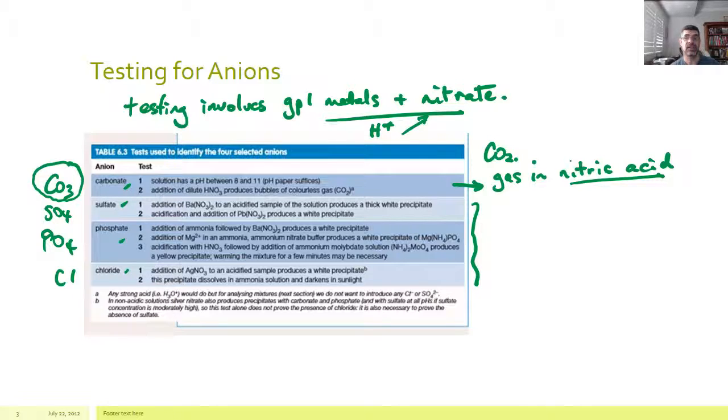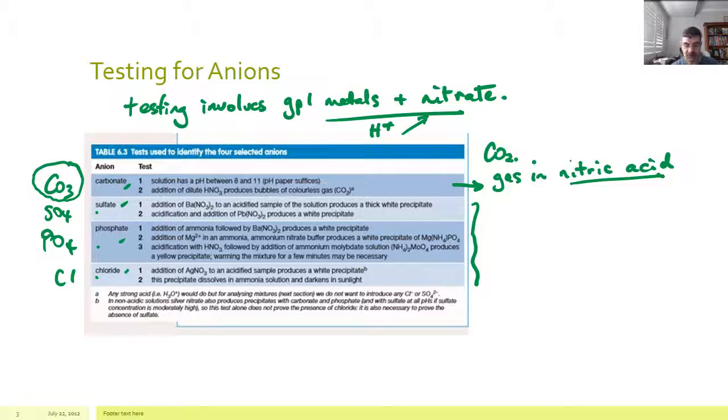So the first thing you do is you can add nitric acid. If you get bubbling, then you know that carbonate ions are present. If you don't get bubbling, then all you know is that there are no carbonate ions present, but we can't identify the sulfate, the phosphate, or the chloride as a consequence of a negative test. That is, there is no bubbling.